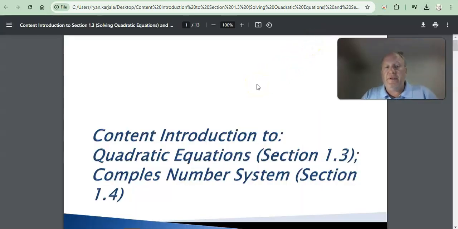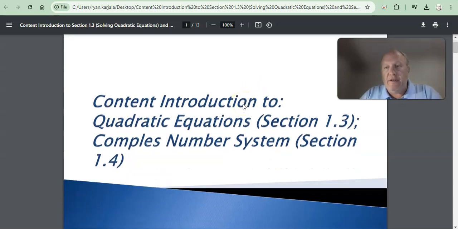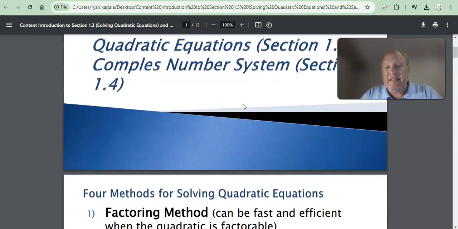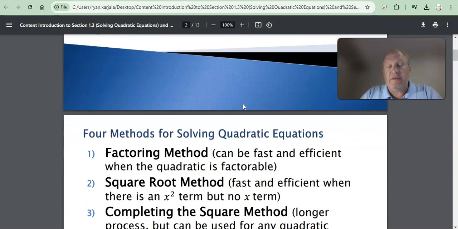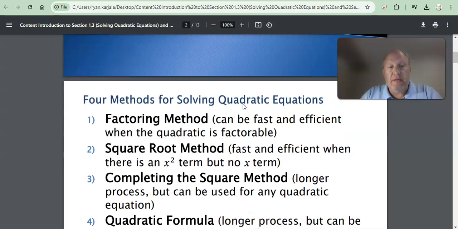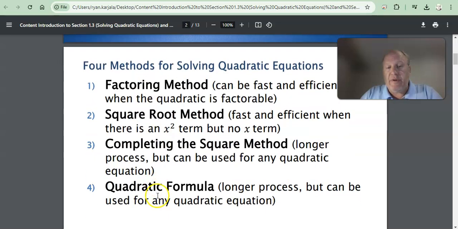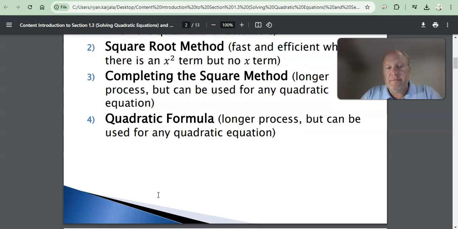So this first one deals with quadratic equations and complex numbers. So I'm going to just kind of walk through a few things on this presentation for you. The nice thing about these is that it's good notes. It shows some example problems that you can work out. So essentially there's 4 methods for solving quadratic equations: the factoring, square root, completing the square, and quadratic formula. We'll talk about those 4. I'll give you examples of each one.